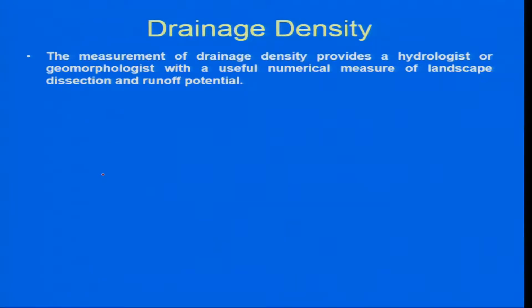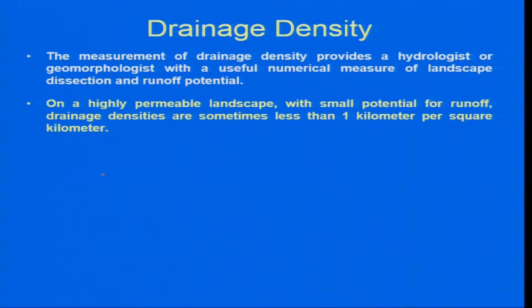And it has been seen that the measurement of the drainage density provides a hydrologist or a geomorphologist with a useful numerical measure of landscape dissection and runoff potential, because the drainage density will tell you what the runoff potential of that particular area is. Of course, you will also be able to make out what type of material is available, because, for example, a highly permeable landscape will have small potential of runoff.